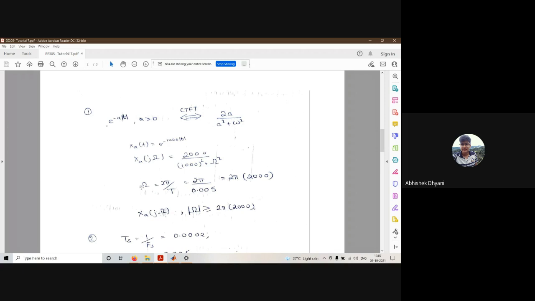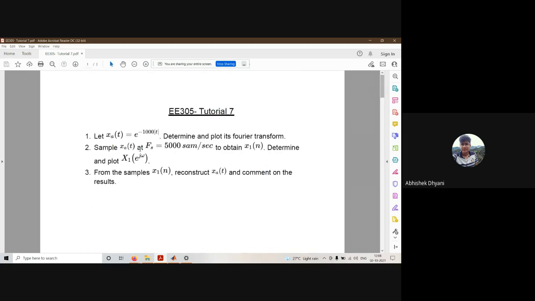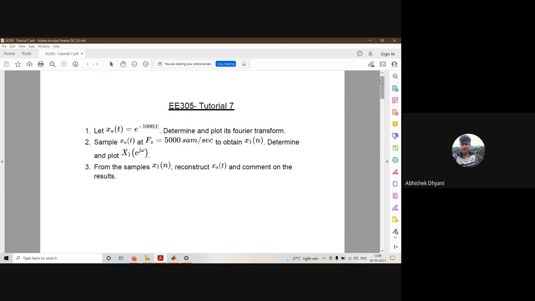Then, when I calculate the capital omega corresponding to 5 milliseconds, it will be 2 pi by capital T, which gives me 2 pi into 2000. This basically means that when I calculate the CTFT, the frequency response will be band limited at this frequency, so the spectrum is between minus 2 pi into 2000 and 2 pi into 2000. Now let's try to plot this Fourier transform in MATLAB.